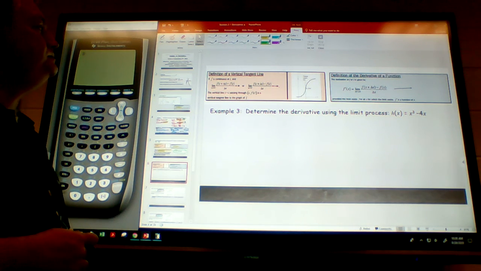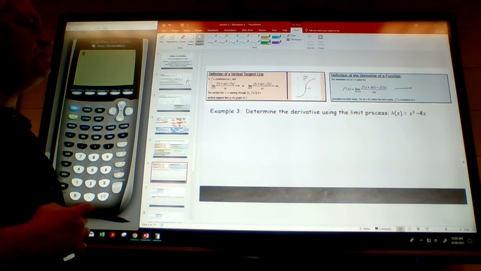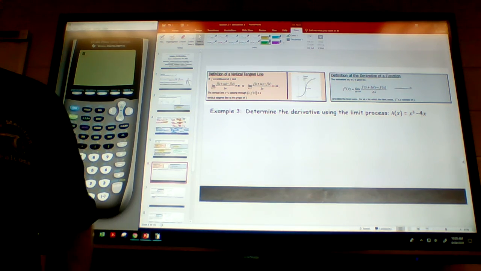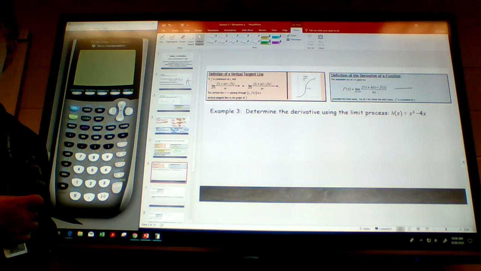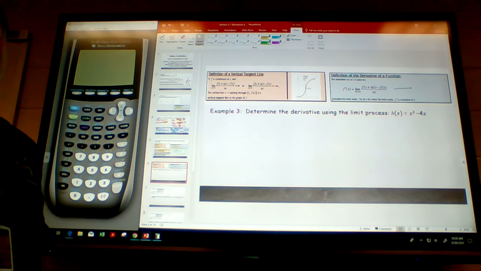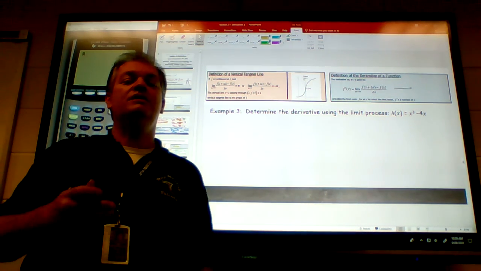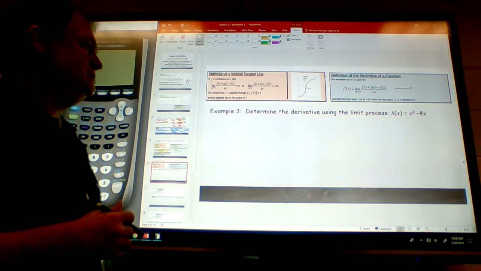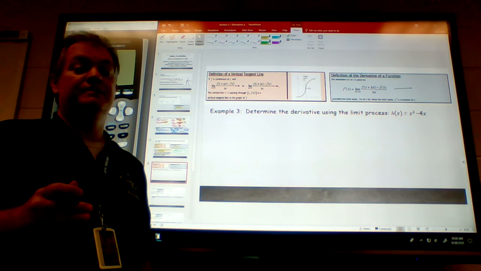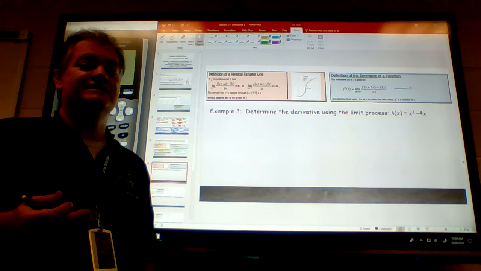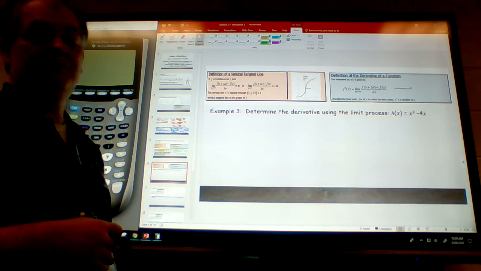All right. Now, we're going to use the limit process to determine the derivative of the following equation: h of x equals x to the third minus 4x. I have placed on Canvas a file that will tell you what the following functions are. I'm not going to solve them for you because you can look it up on your own. It's algebra stuff for section 2.1. I don't remember the exact title, but it's on there.